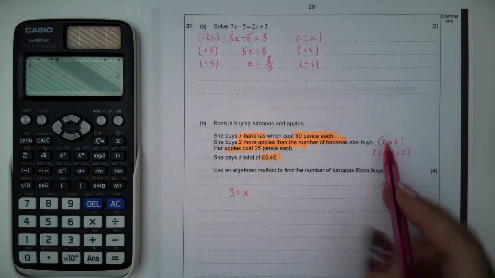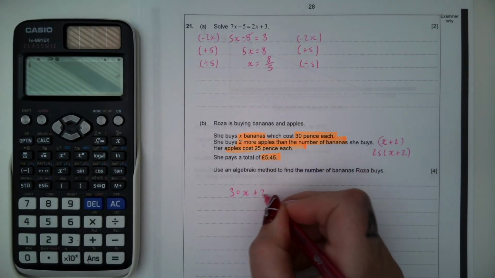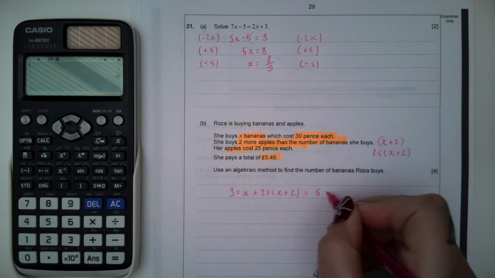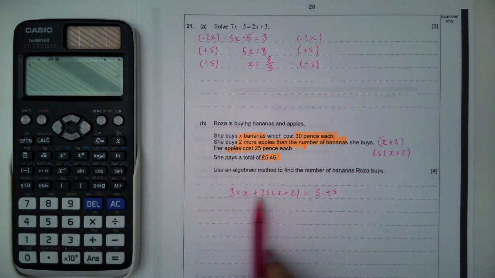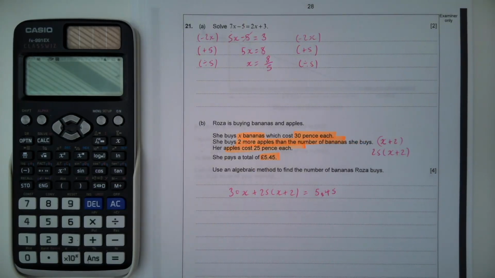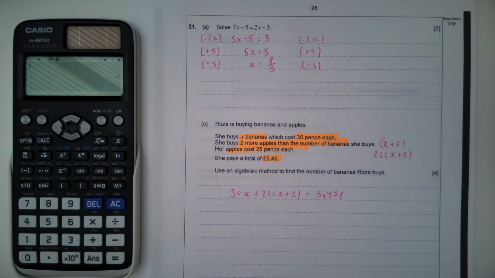So what we're going to do is if we add the total of bananas and the total of apples, it should cost £5.45. Now we're dealing with pence here, so I'm going to ignore that decimal point and deal with pence in terms of the pounds. So now we've formed an algebraic expression. 30x add 25 multiplied by this bracket is equal to 545. Remember, we're dealing with pence right now.